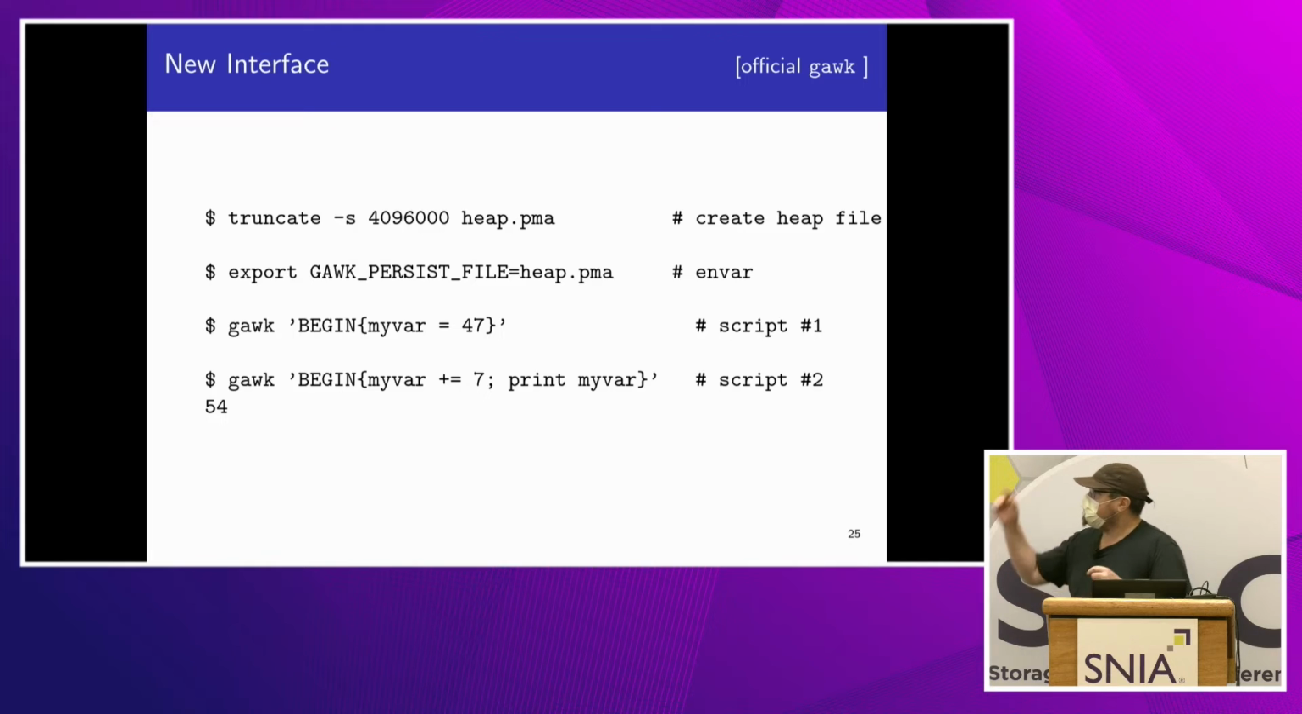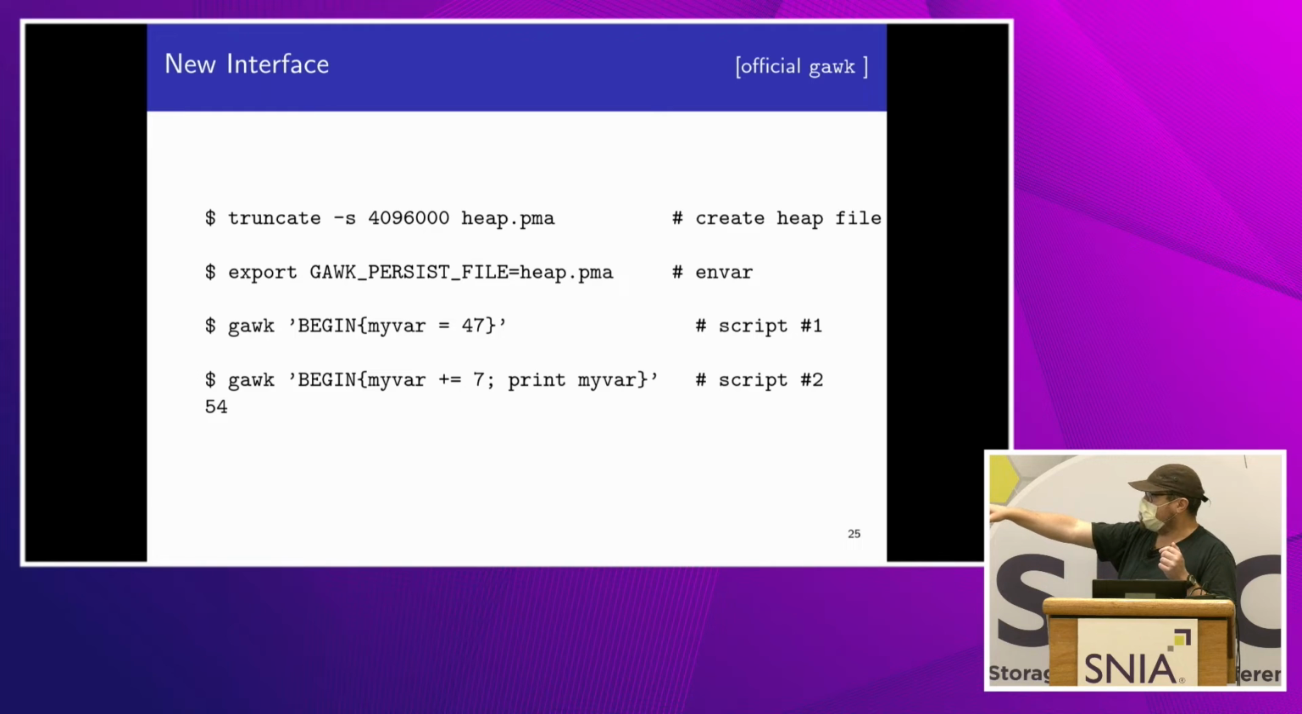Now, in this case, from the top, we're creating a sparse, logically all zeros, heap file using the truncate utility. The size of the file is a multiple of the system page size. Then we set an environment variable on the second line that persistent memory gawk will look for to see if a heap file has been specified. After that, every time we invoke gawk, because the gawk interpreter can see the environment variable telling it where to find a heap file, the persistence feature is activated.